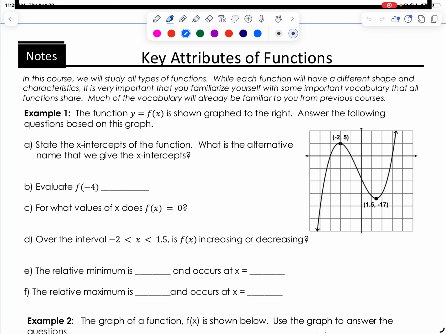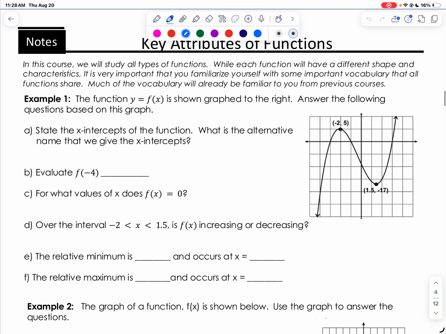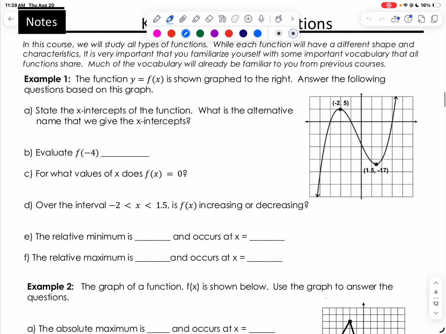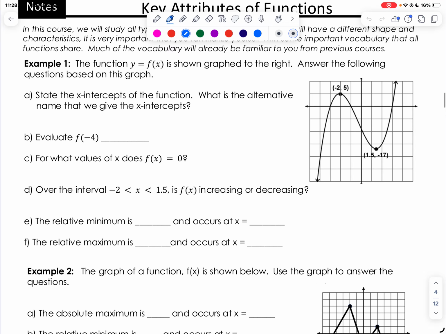Today we'll be exploring the key attributes or features of functions. Many of the terms you're going to see today you'll already know from previous grades. In this course, we'll study all types of functions. While each function will have a different shape and characteristics, it's very important that you familiarize yourself with some important vocabulary that all functions share. Much of the vocabulary will already be familiar to you from previous courses.